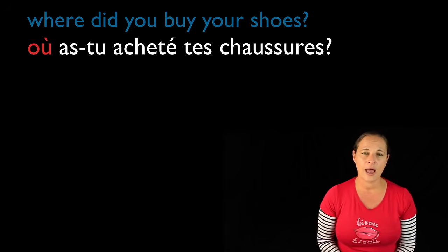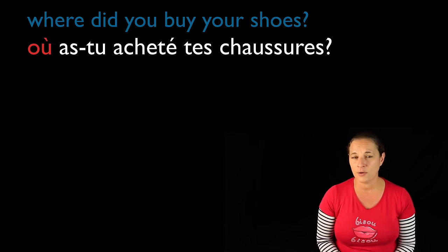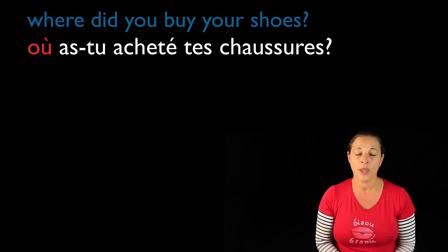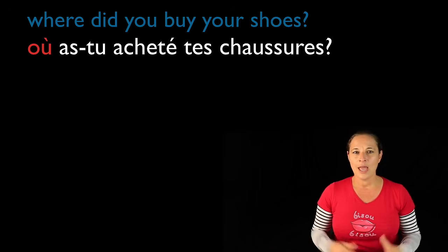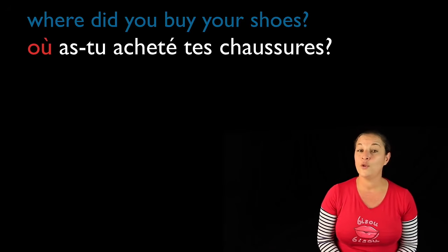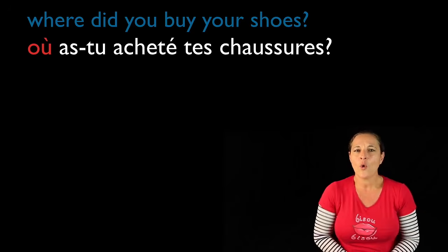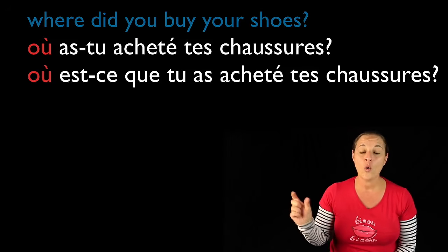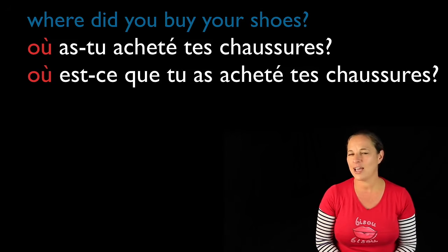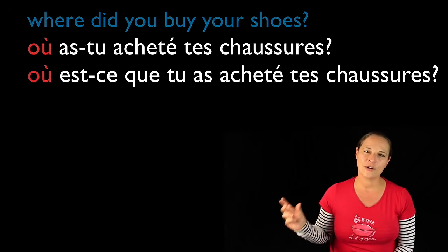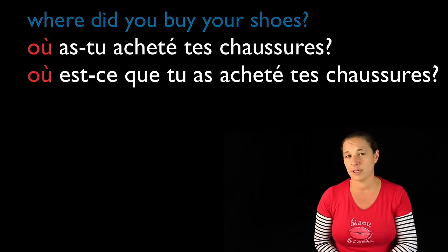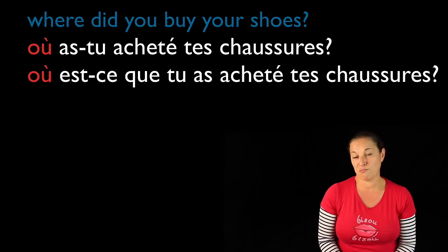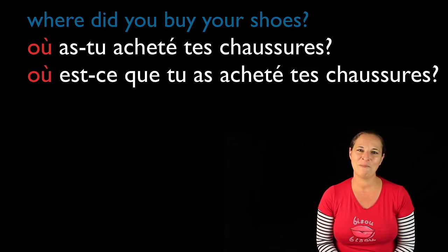Now, note that there is a hyphen between the a and the tu, okay? This is when we invert the subject and the verb. Où as-tu acheté tes chaussures? Now, again, you could say, using the famous est-ce que, où est-ce que tu as acheté tes chaussures? Est-ce que comes right after this interrogative adverb. Where is it that you bought your shoes? Basically, that's what it means, okay?